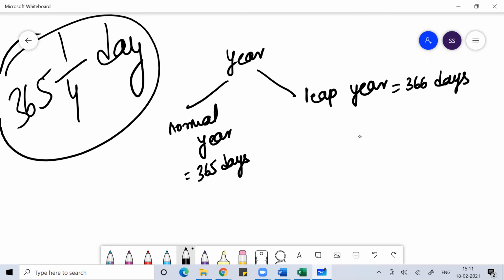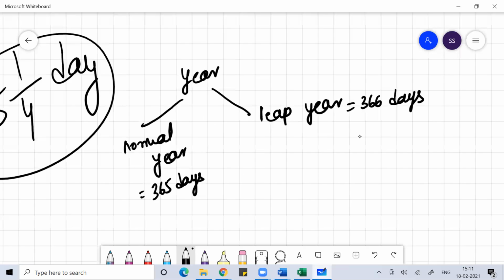So to make this adjustment of this 1/4 day, what we do is, after every 4 years, do the adjustment for the additional 1/4 you are accumulating every year. That adjustment is done after every 4 years, where we include one day. And the year where this day is included is called a leap year. So in a normal year you have 365 days. In the case of a leap year you have 366 days.